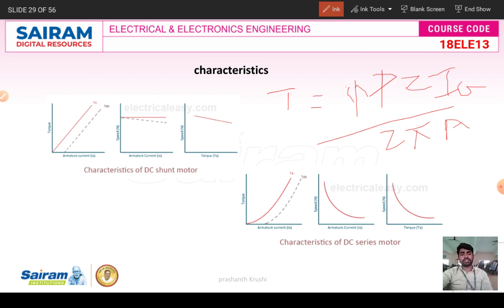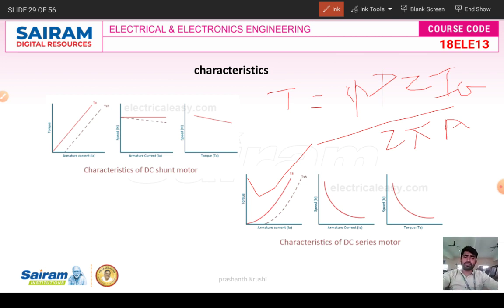Now the characteristics of the DC series motor. Torque is directly proportional to phi Ia, so Ia squared, so it is variable. This is the series motor. Speed versus armature current: N is directly proportional to Eb by phi, and phi is inversely proportional, so the inverse graph is like this. And speed versus torque is the same: speed is proportional to 1 by Ia, because phi will be there, so the same diagram. This is the characteristics of the DC series motor.